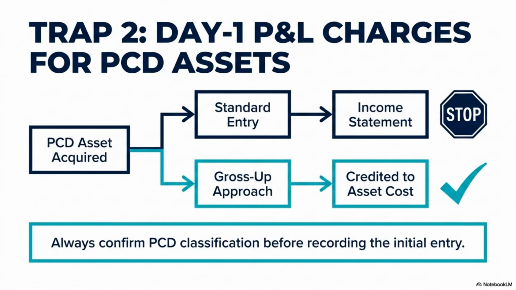PCD assets use the gross-up approach. The initial allowance is credited against the asset cost, not run through the income statement. So before recording any entry on an acquired asset, confirm whether PCD classification applies. The classification determines the entire treatment.